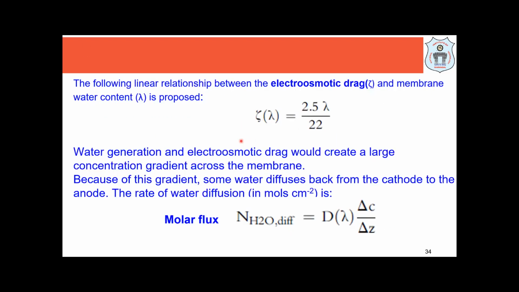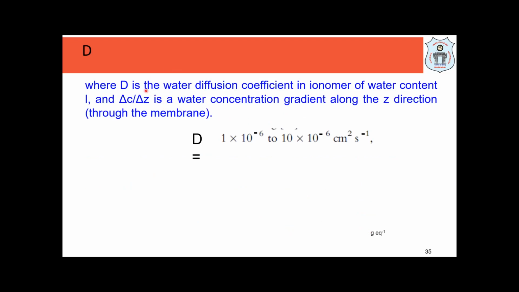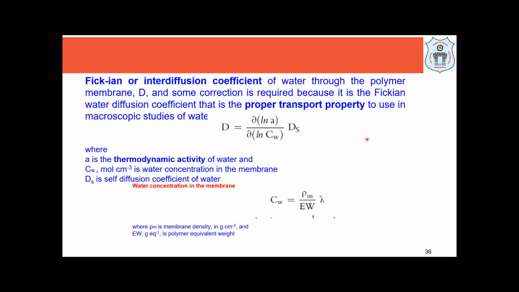Here D is the diffusivity. It is the water diffusion coefficient as a function of water content, and delta C by delta Z is the driving force, dC_A by dZ, the water concentration gradient along the Z direction in the membrane. D ranges from 1 times 10 power minus 6 to 10 times 10 power minus 6 centimeter square per second. That diffusion coefficient is the Fickian or interdiffusion coefficient of water through the polymer membrane, and some correction is required because it is the proper transport property to be used in macroscopic studies of water.